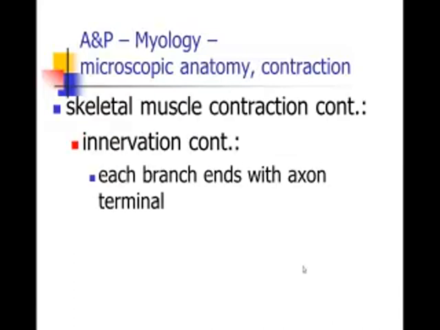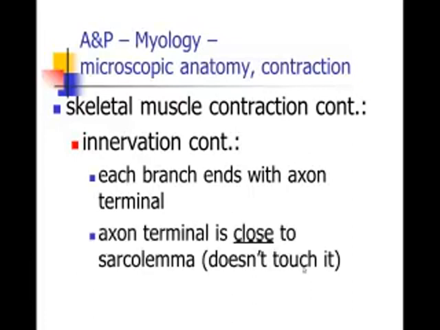So each of the branches has an axon terminal, and the axon terminal is going to get close to the sarcolemma, but it doesn't touch. So there still is that synaptic cleft in between. So then the obvious question is, well, if they don't touch each other, how is the action potential going to spread from the nerve to the muscle cell?